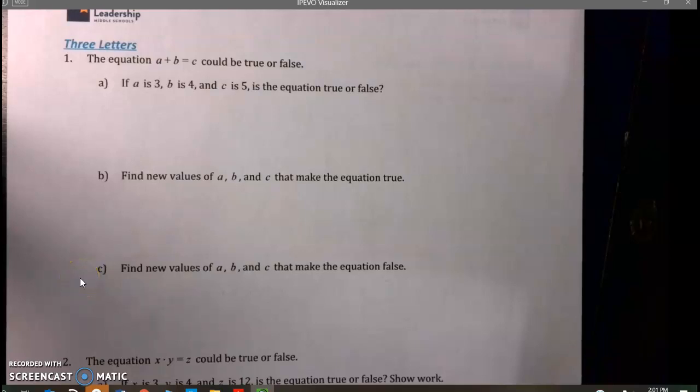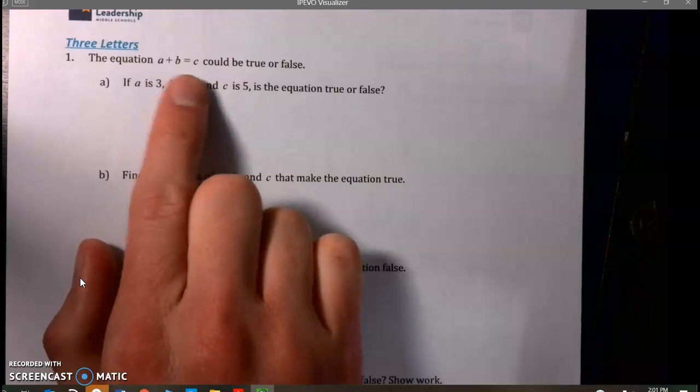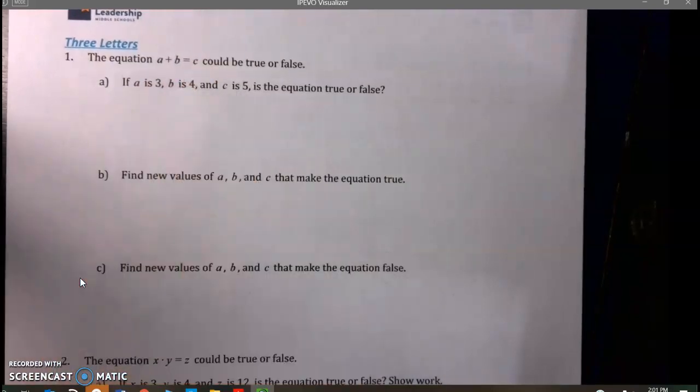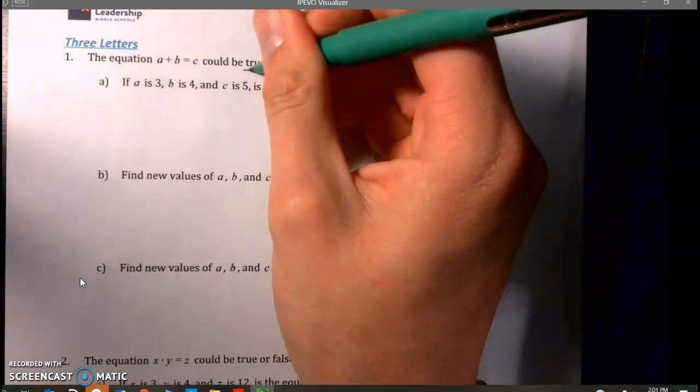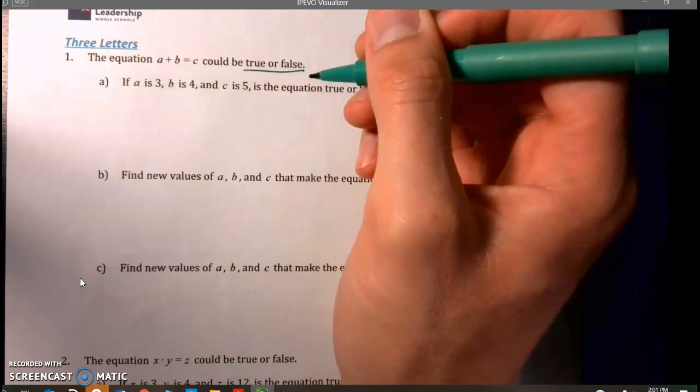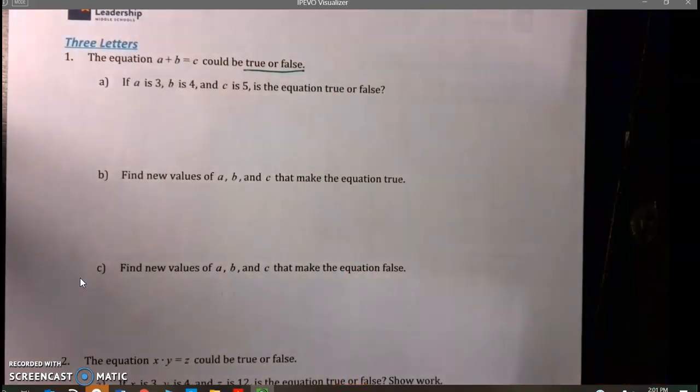Alright, so the name of this activity is 3 letters. So let's look at the first equation that we were given. It says the equation A plus B equals C could be true or false. Okay, so we're going to see what that means in a second.